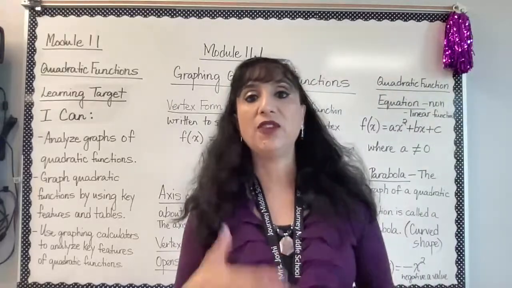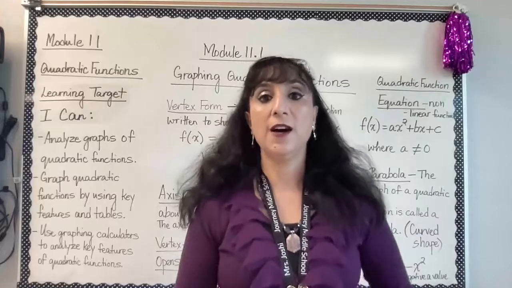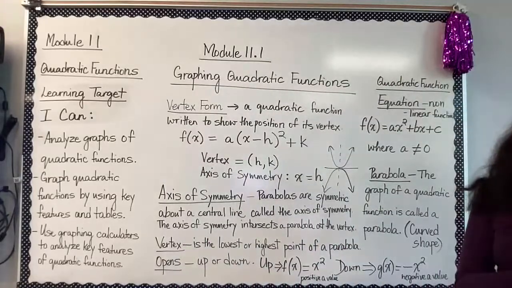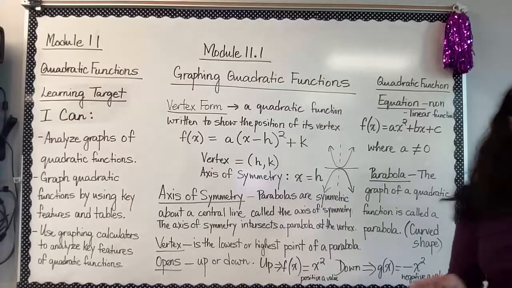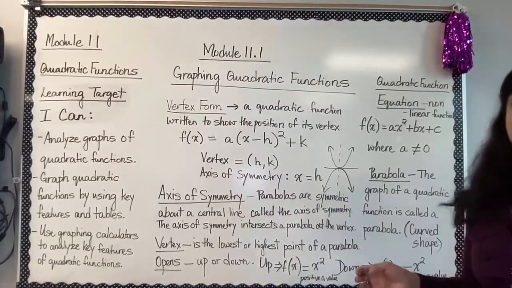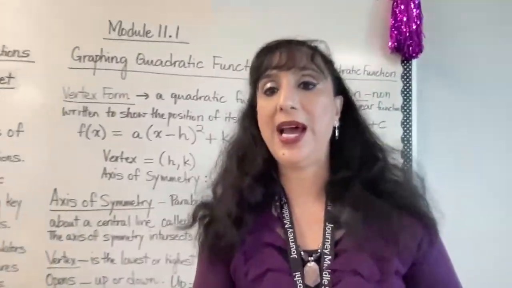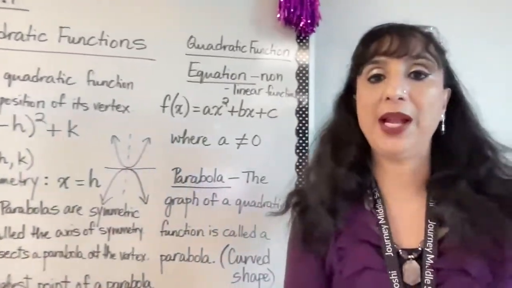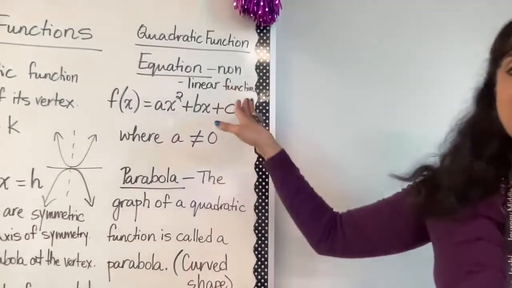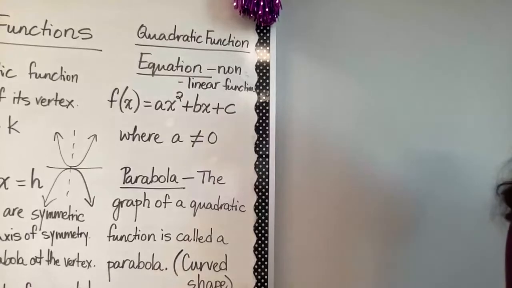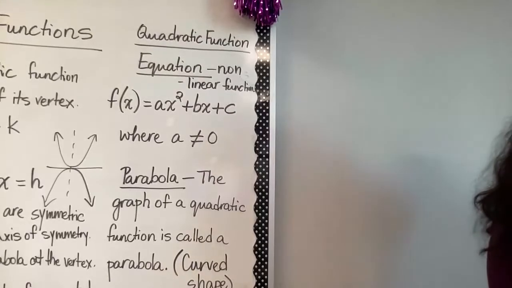So these are some of the key features of a quadratic function. Once again, a quadratic function has an equation in the form where y is equal to ax squared plus bx plus c. So this is a basic quadratic function equation. And then of course we know that the graph is called a parabola because that's what it looks like.